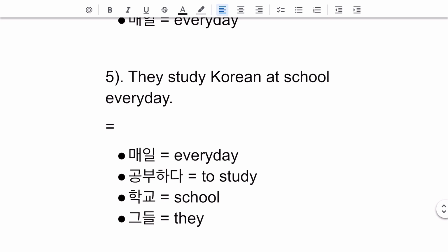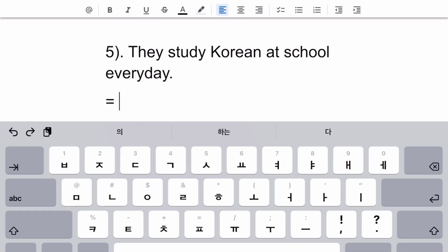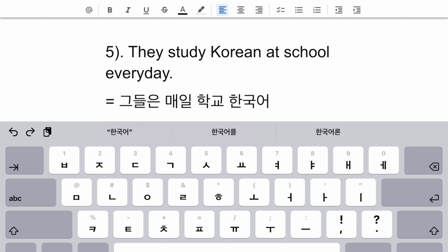And lastly, they study Korean at school every day. Who studies Korean at school every day? Who is 그들? 그들은. This ends with an L consonant, so we add the N. And then when are they doing this? They're doing this every day. Where? They're doing it at school. How? Or I guess what are they doing at school every day? 한국어. Or what are they studying? 한국어. And then how, we don't specify. Study with the end. So 그들은 매일 학교 한국어 공부하다.